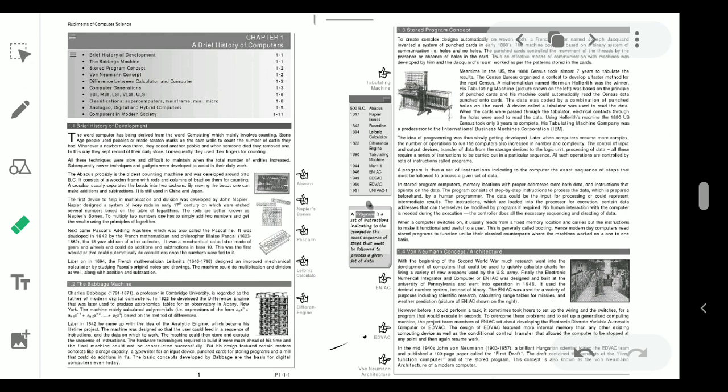Now come to the stored program concept. First of all we have to understand the meaning of a program. A program is a set of instructions indicating to the computer the exact sequence of steps that need to be followed. So what is a program?